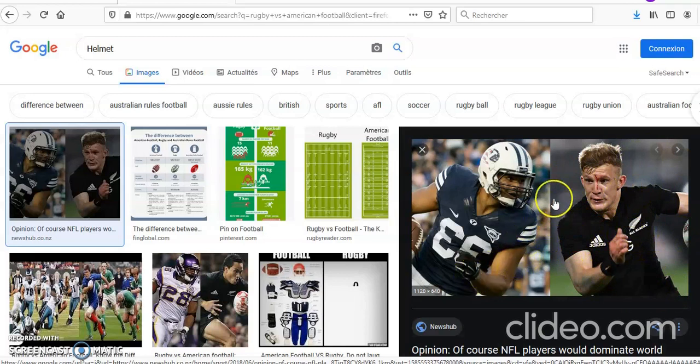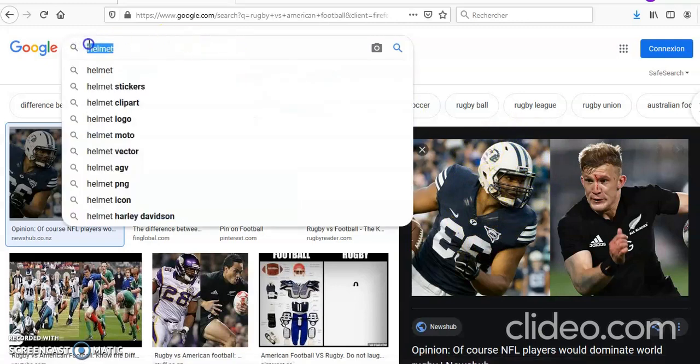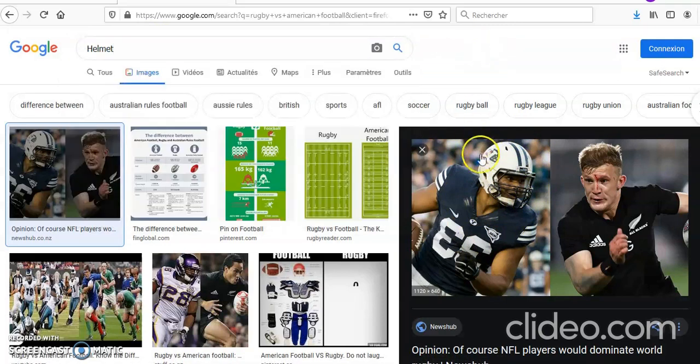This one right here is wearing a helmet. It's a white helmet, but this one is not. So this one is playing American football. He is wearing a helmet, but this one is playing rugby.